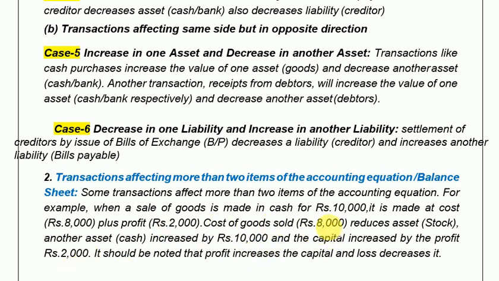So this 8,000 will reduce stock. This 10,000 will be added to cash, and this 2,000 will be added to capital. So it should be noted that profit increases the capital and losses decrease it. This is a good example of transactions affecting more than two items. Here you can see that goods sold at a profit affect cash, stock and capital.